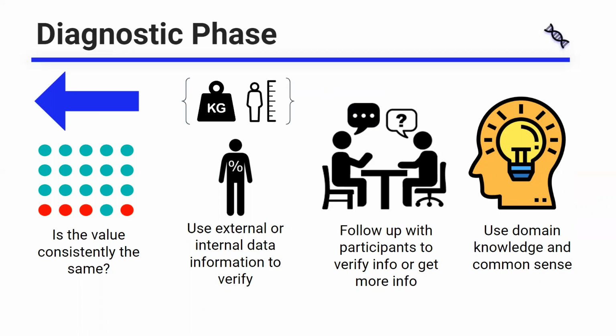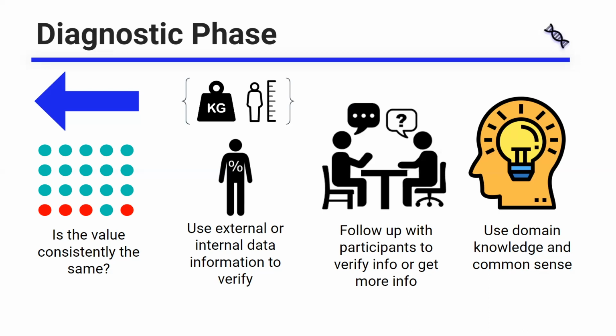Then there are methods where you can use features either inside the data or outside the data to confirm your value. So for example, if there's a very strange body fat percentage number for a person of a certain height, you could use their weight to confirm your data point, whether it's actually a strange value or a true value.